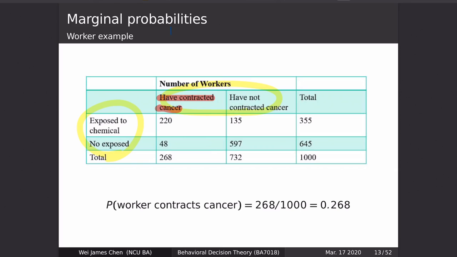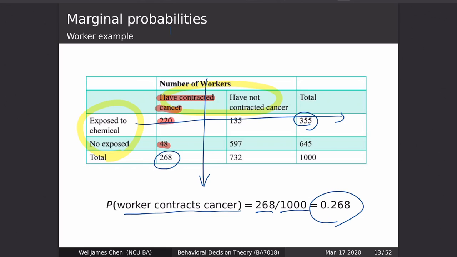If you look at this table, it will be this one, because you don't care whether this person was exposed to the chemical or not. You just want to know the total number of people who contracted cancer. So you simply do a calculation this way, and you get the summation of 268. So the probability of a worker who has contracted cancer will be 268 over 1,000, that's 0.268.